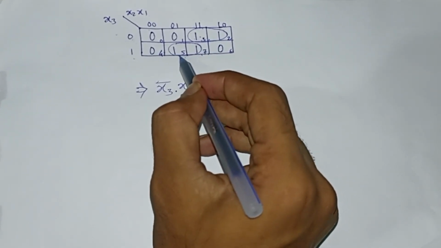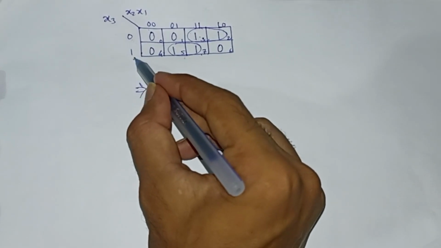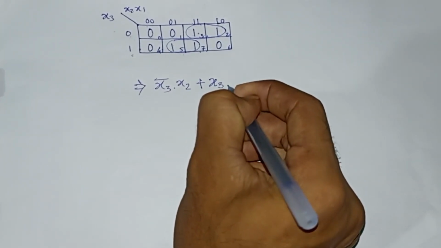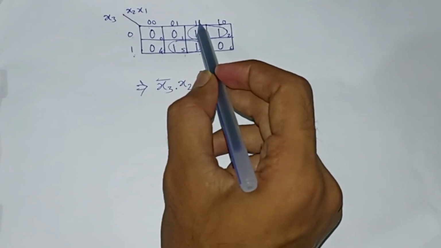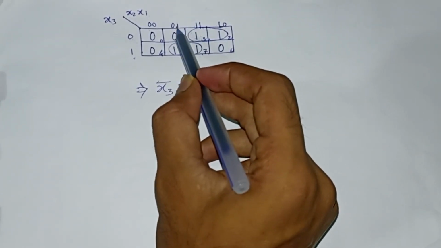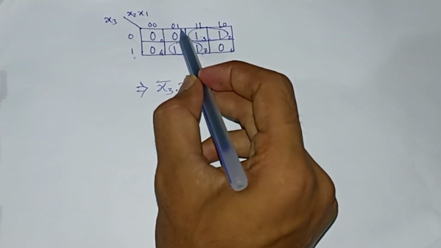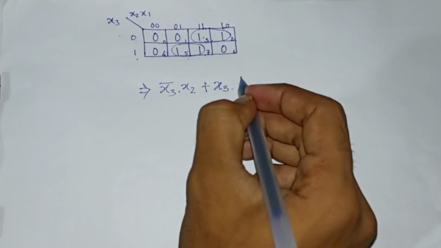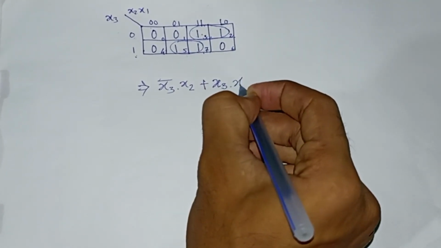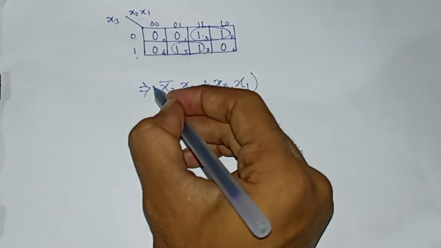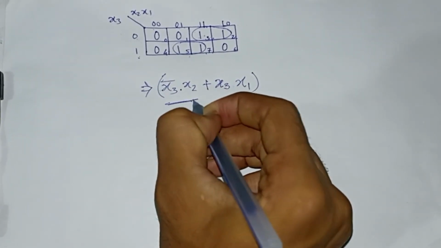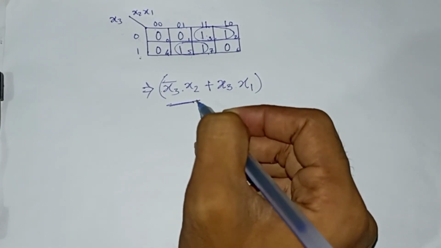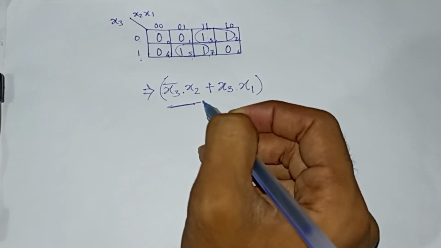And this is the second pair. For this second pair what is common? X3. So x3, and from these two what is common? Here x2 bar and x1 are given, here x2 and x1 are given, so x1 is common, so x3 and x1. So this is the expression for this truth table. Okay, so we'll write this expression in the code.